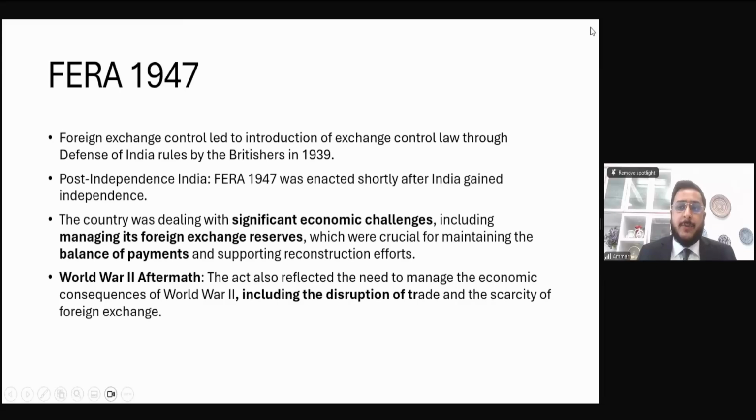So in 1947, we as a country, India, got our independence, and there was a need for an exchange control law. Now, exchange control had already been introduced by the Britishers, but as an act in India, we established FERA 1947. We all know the country was dealing with significant economic challenges, and there was a very important need to manage the foreign exchange reserves and to conserve them. Also, there was the World War II aftermath. Trade had been disrupted over the world. There was scarcity of foreign exchange, so there was a need for an exchange control act.